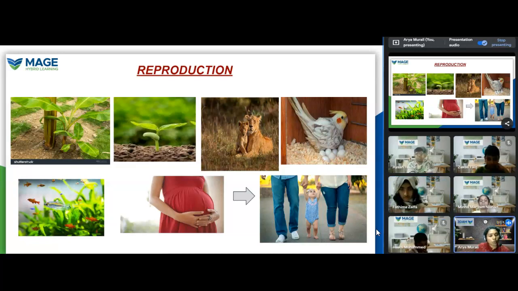So you got that idea, right? This is the process. This is reproduction. Organisms reproduce their young ones. That process is called reproduction.